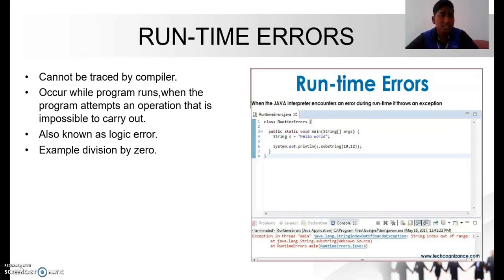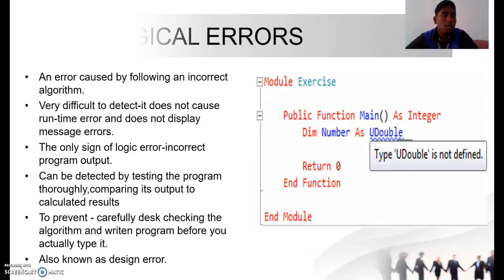Next, runtime errors. Runtime errors cannot be traced by a compiler. They occur while the program runs, when the program attempts an operation that is impossible to carry out, also known as a logic error. For example, division by zero. This is an example of a runtime error in coding.